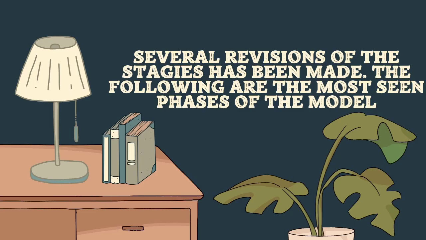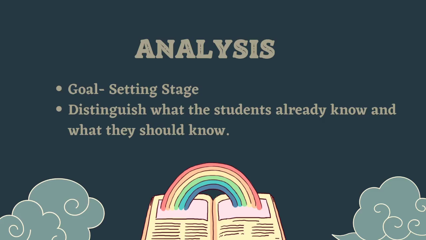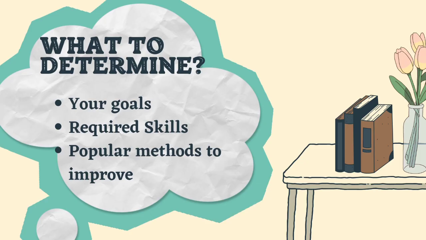Several revisions of the stages have been made. The following are the most seen phases. Throughout the mid 1980s, several revisions have been made, and today the influence of the ADDIE method can be seen in most ID models being used. We have here the analysis stage, called the goal setting stage, where the focus of the designer in this phase is on the target audience, to distinguish what the students already know and what they should know, what they should focus on in the lessons, and what students have yet to explore and learn.